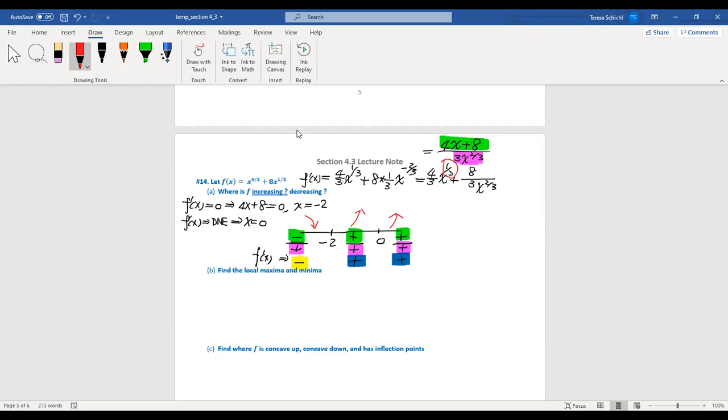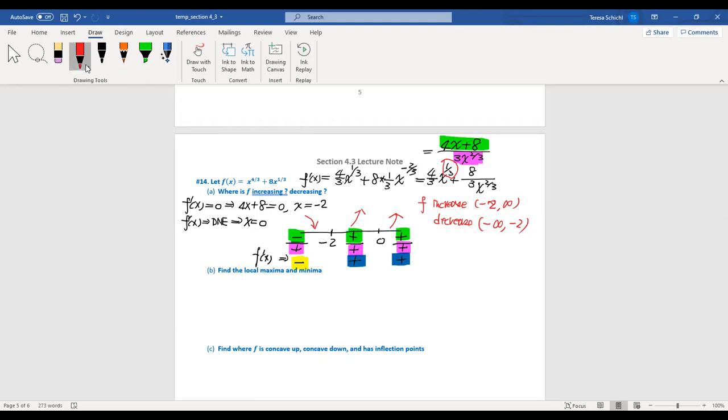So where is f increasing? F increases from -2 to infinity here, right? And where does f decrease? F decreases from -infinity to -2 here. All right. Okay, so now let's find the local maxima or minima.